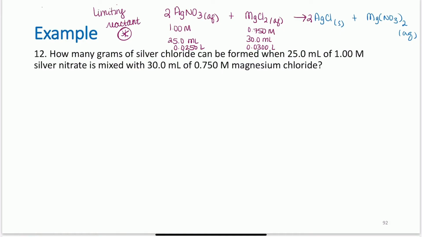So let's see, how many mils, when I say mils, I mean milliliters, of magnesium chloride are needed to react all of my silver nitrate? Now, I've been asked by students, how do I know which one to pick? How do I solve for magnesium chloride and start with aluminum nitrate or silver nitrate? Truthfully, I don't. I just pick one and solve for the other. It's just completely random.